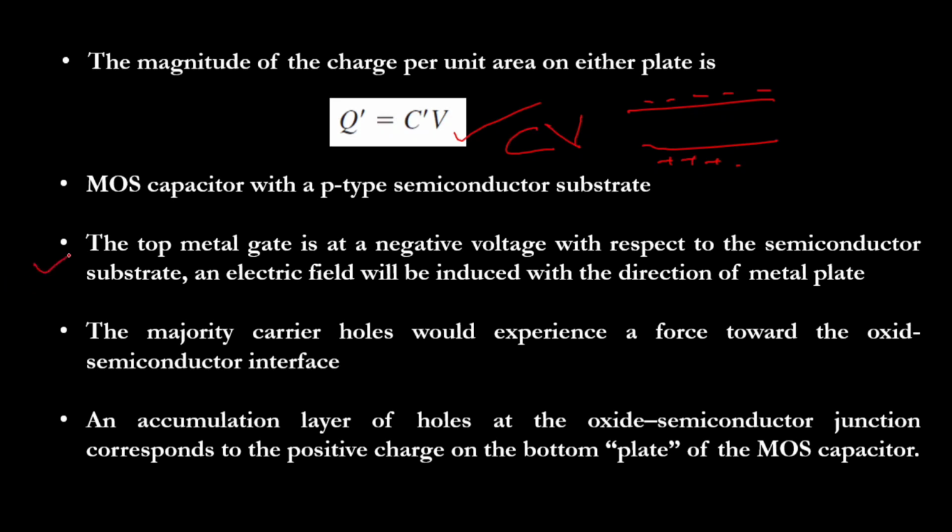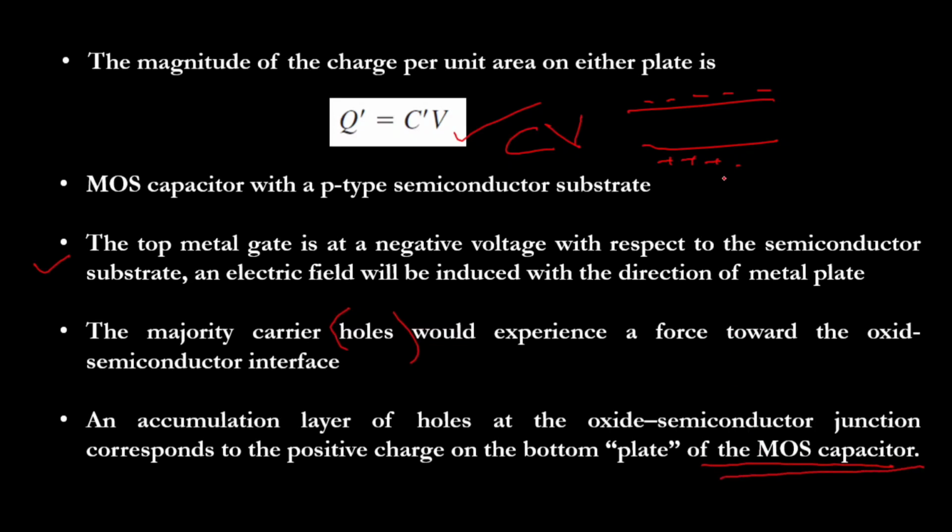The top of the metal gate is at a negative voltage with respect to the semiconductor substrate. The electric field will be induced in the direction of the metal plate. The majority carriers in the p-type material, which we know are holes, would experience a force towards the oxide semiconductor interface. The accumulation layer of holes at the oxide semiconductor junction corresponds to the positive charge on the bottom plate of the MOS capacitor.